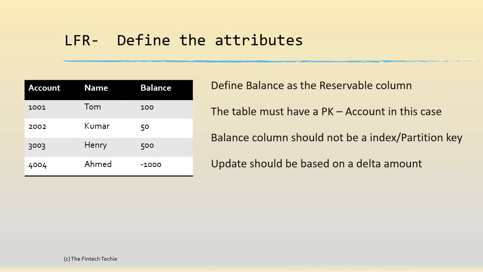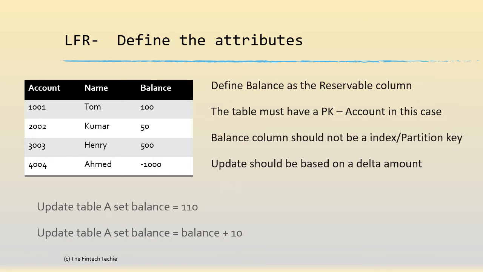Finally, the update which you make to this table for balance should be based on a delta amount. Now, what do I mean by this? It means that when I update this table, "update table set balance equal to 110" is not how we should do it. We should do "update table set balance equal to balance plus 10". So the delta amount should be there in my update statement. The reason why, we're going to see in the next slide.